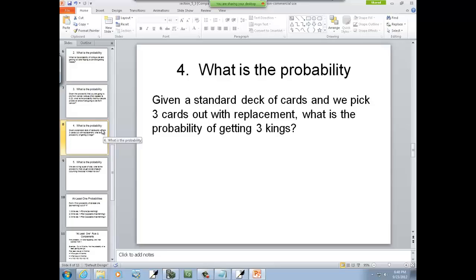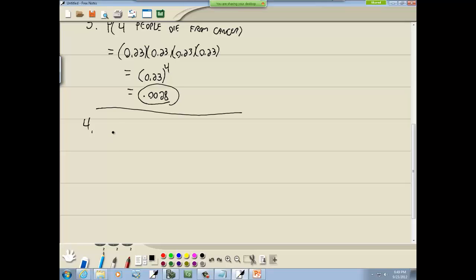Okay, problem 4. Given a standard deck of cards, and we pick 3 cards out with replacement. That means we pull out a card, we look at it, and then we put it back in. What is the probability of getting 3 kings? Well, that means the first card's a king, and the second card is a king, and the third card is a king. So the ands there, it's multiplication. These are independent because I'm putting a card back in the deck. So first time through, there's 52 cards, and there's 4 kings.